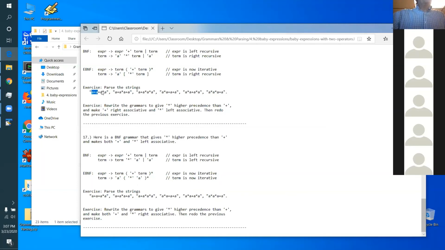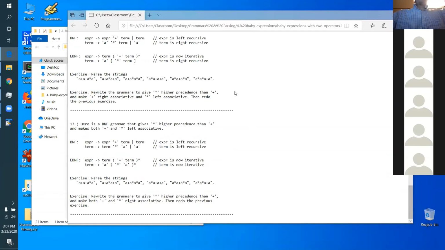Notice that these are the exact same strings here and here, but they'll parse differently. So you can do every one of these again. It's a nice little exercise to do them all again and see how they parse to different parse trees. This grammar will parse them differently than this grammar did. That's the kind of interaction you do with a grammar and a language. You follow the grammar, and notice you can do this with baby expressions.